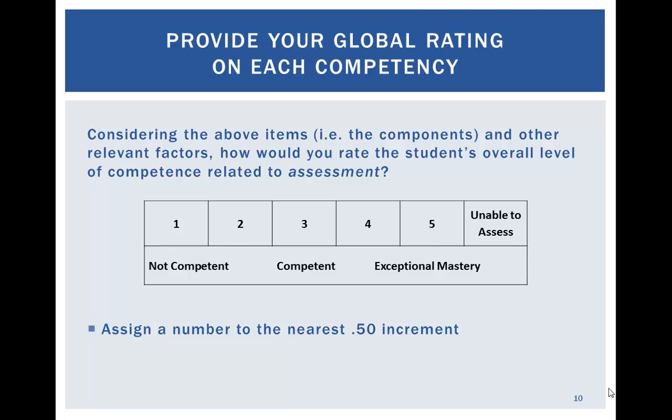At the end of each holistic competency, there's also a global rating scale. Consider the above items, the component parts, other relevant factors, and then decide how you would rate the student's overall level of competence on a scale of 1 to 5. 3 represents competence, which is actually a great attainment for our students. 4 and above is exceptional mastery for a master's level student. 1 and 2 indicates improvements needed. Please assign a number to the nearest 0.50 increment. So that could be a 2.5, a 3, a 3.5, and so on.